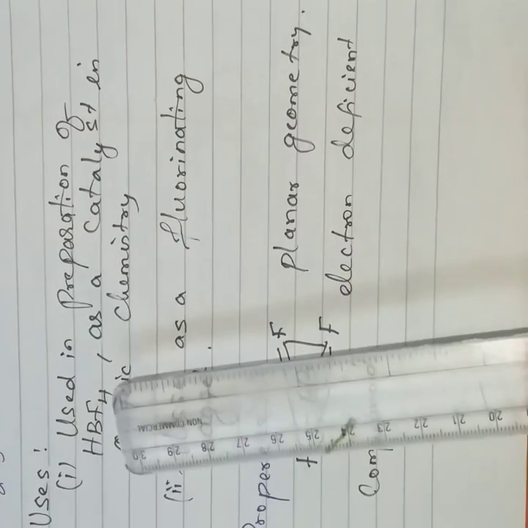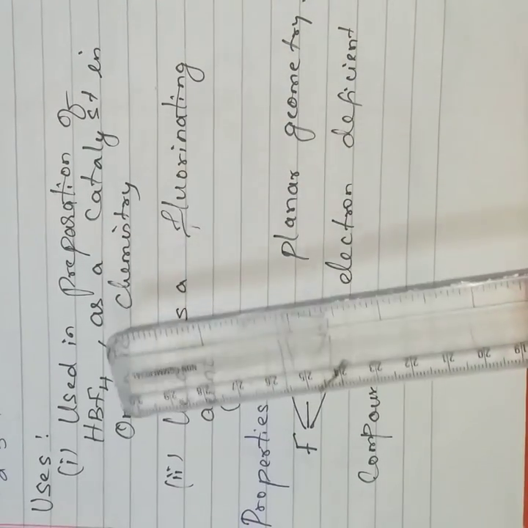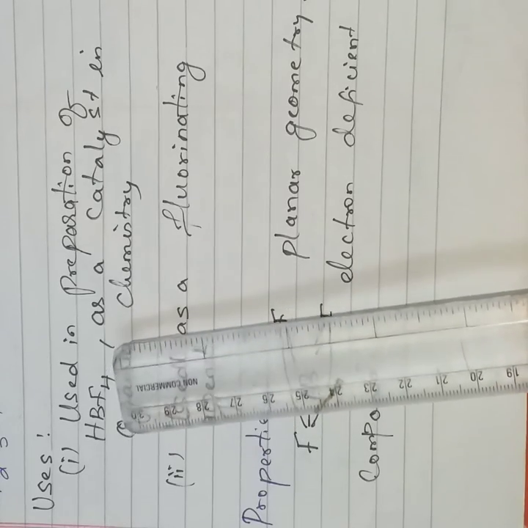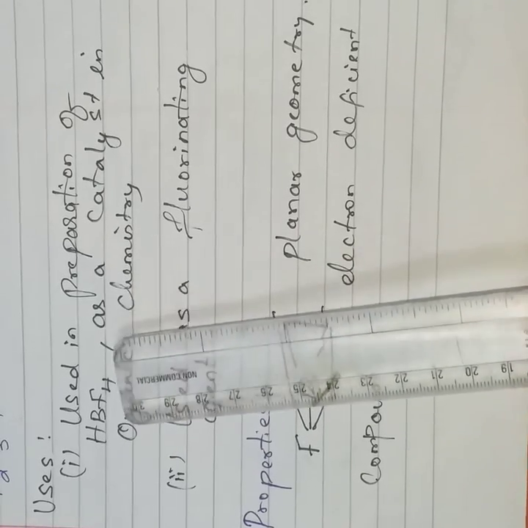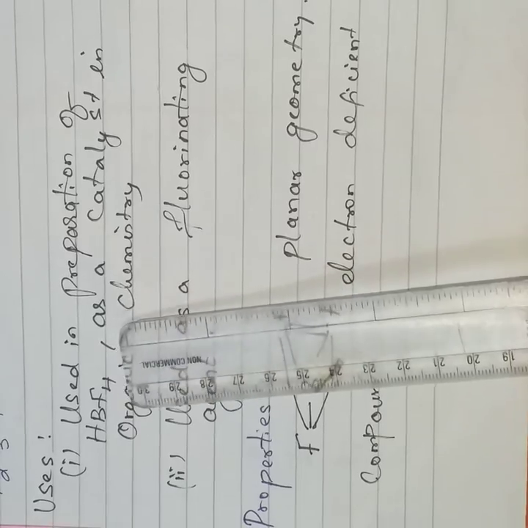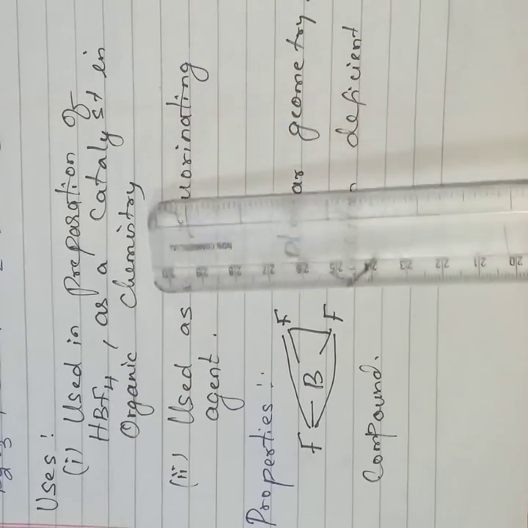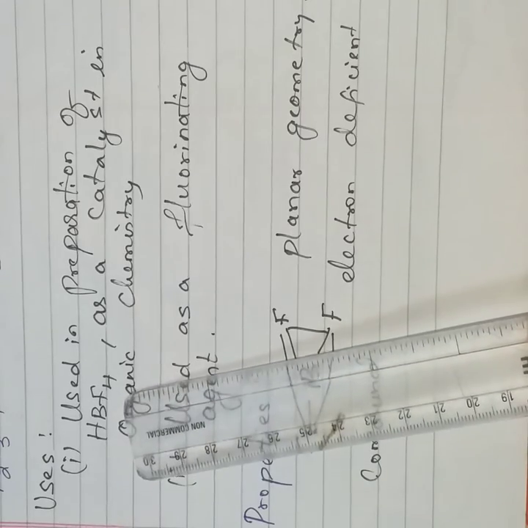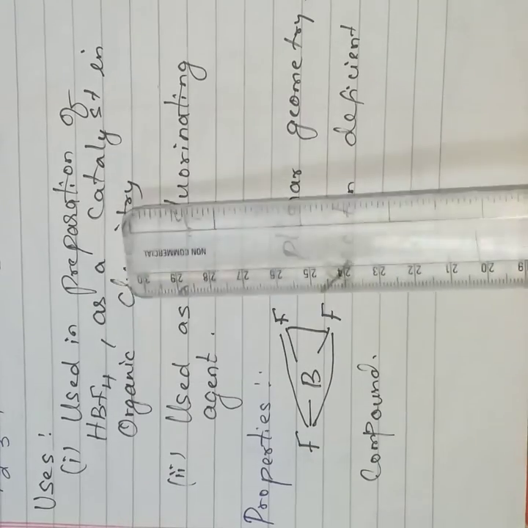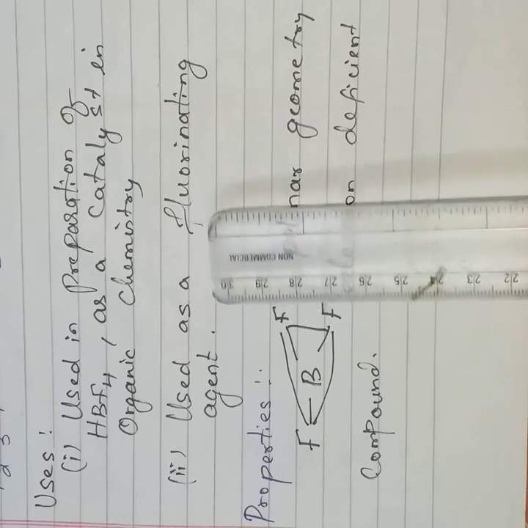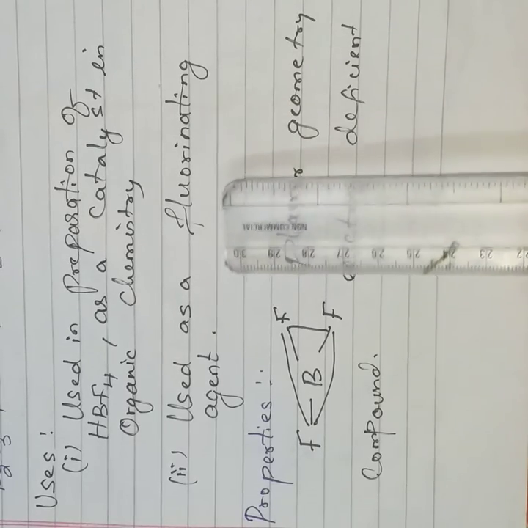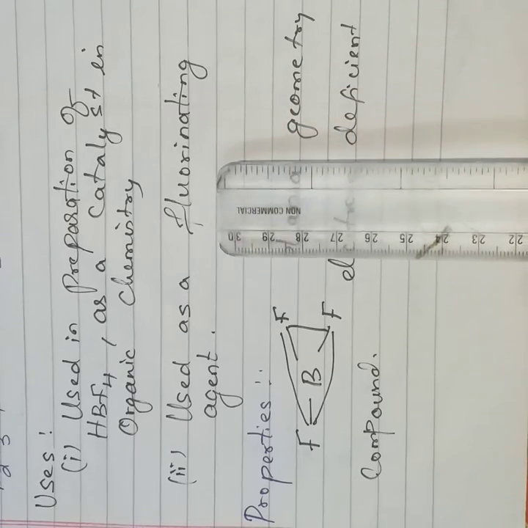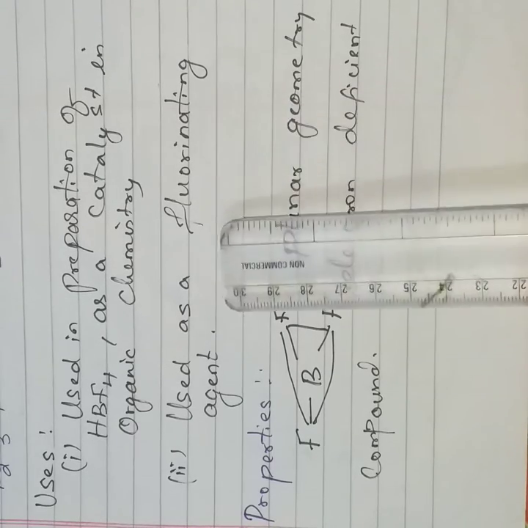Next, uses of boron trifluoride. Boron trifluoride is used in the preparation of HBF4, that is hydroborofluoric acid. That acid is used as a catalyst in organic chemistry. Then the second use is that it is used as a fluorinating agent. Suppose we want any fluoride compounds, we can use the boron trifluoride compound. So it is used as a fluorinating agent.